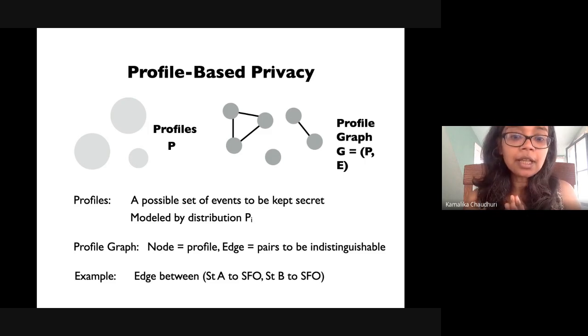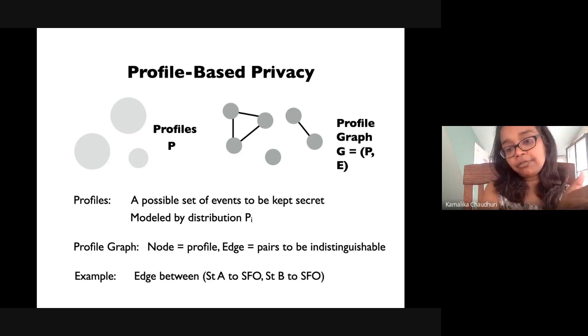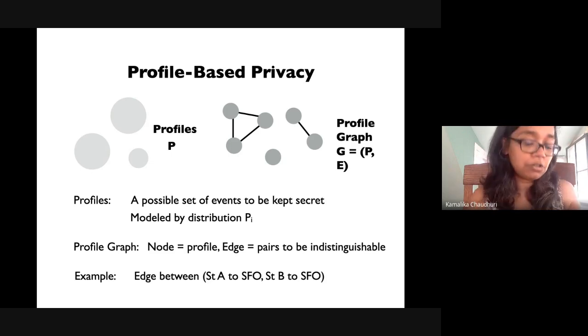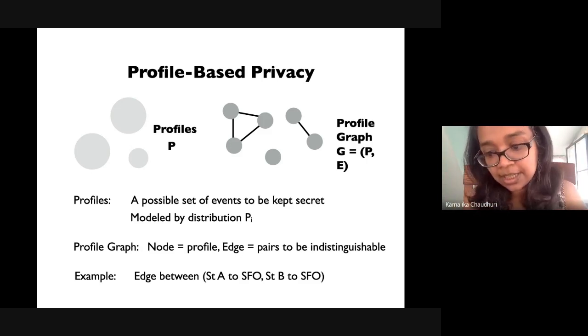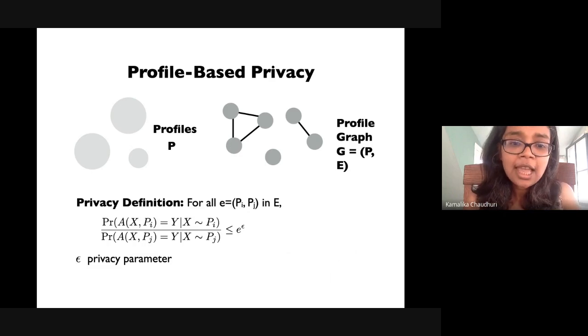So, for example, let's say you live in Berkeley Street A and you commute to San Francisco, and maybe what you want is to be indistinguishable whether you live in Berkeley Street A and commute to SFO, or you live in Berkeley Street B and commute to SFO, right? You may want these two pairs to be indistinguishable. These could be distributions over trajectories. Okay. And that gives rise to the definition.